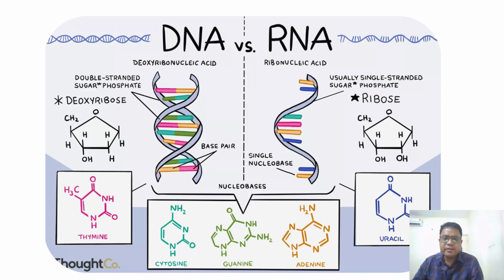So what is the main difference between DNA and RNA? This is very good to know. The main difference is the sugar unit: deoxyribose sugar in DNA and ribose sugar in RNA. Generally DNA is double stranded, and the two strands are attached to each other by hydrogen bonding, and generally RNA is single stranded. Thymine is exclusively found in DNA and uracil exclusively found in RNA, and the common bases are cytosine, guanine, and adenine. So these are the key differences between DNA and RNA.